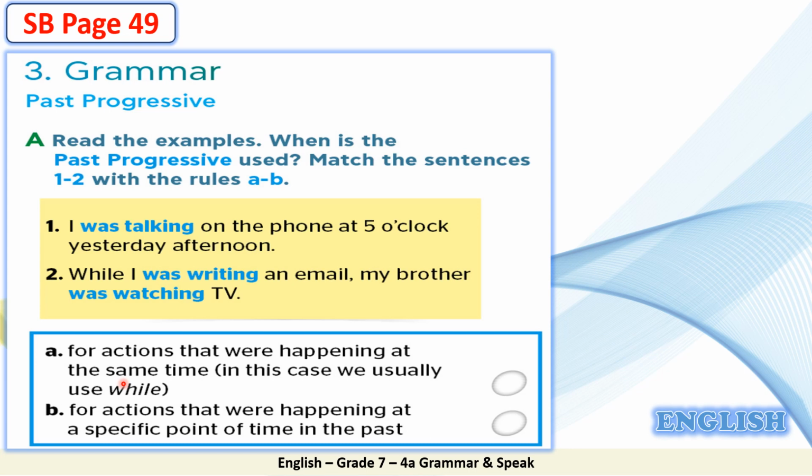Let's go back to the 2 sentences. Where can you find the word while? Excellent students, in the second sentence. So the correct answer is 2. Now we move to B. For actions that were happening at a specific point of time in the past. The correct answer is sentence number 1. I was talking on the phone at 5 o'clock yesterday afternoon. A specific point of time in the past.